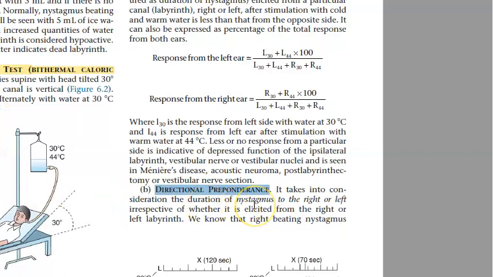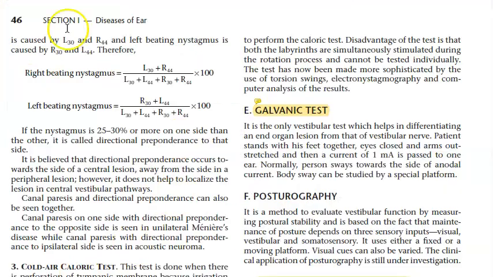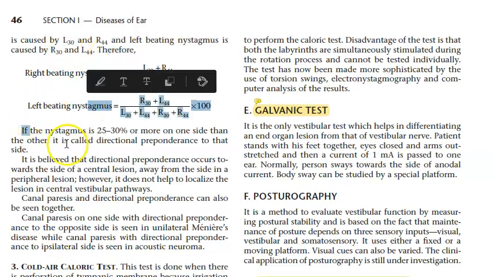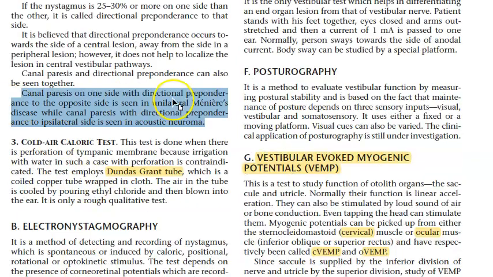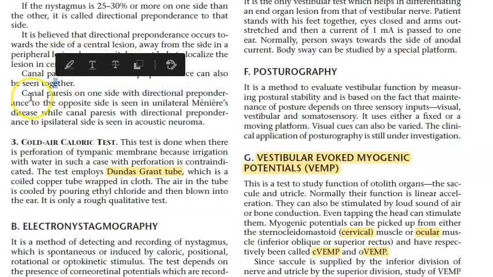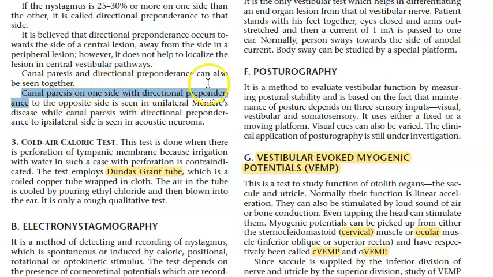And directional preponderance, it is considering the duration of nystagmus. Okay. So there's something here, right beating nystagmus, left beating nystagmus. Wow. A lot of details, guys. If you want, you can look at all these. Some complicated terminologies here. If there is canal paresis on one side with directional preponderance to the opposite side, then you will see it in unilateral Meniere's disease.